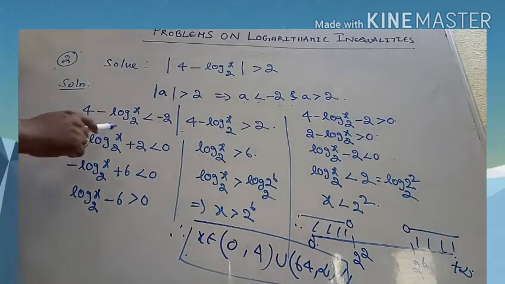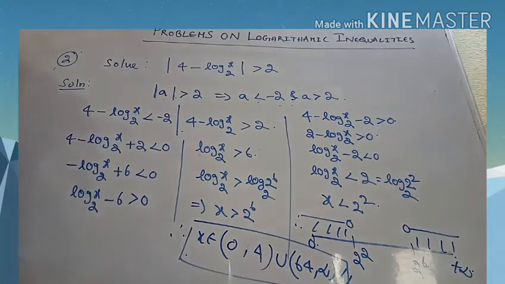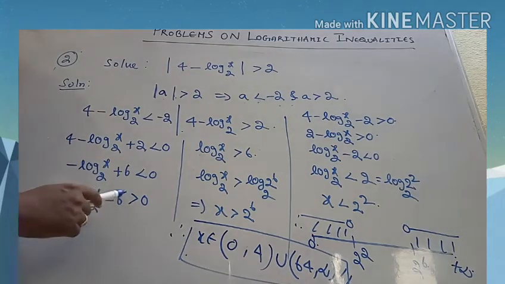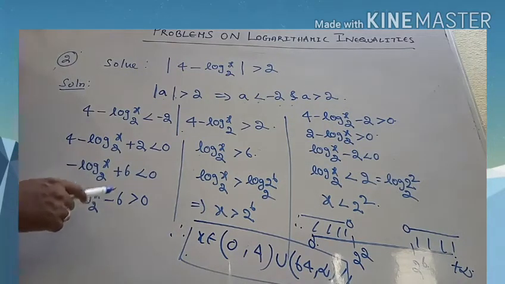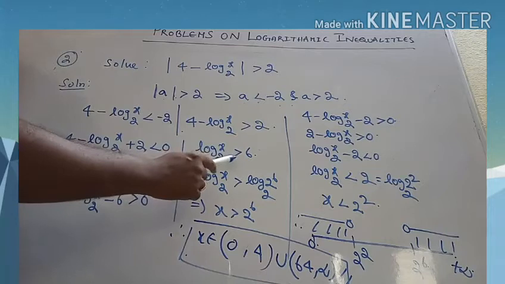Now 4 minus log x to the base 2 plus 2 is less than 0. That means minus log x to the base 2 plus 6 is less than 0. Now this is log x to the base 2 minus 6 greater than 0. Why? By multiplying by a minus sign on both sides, we get log x to the base 2 minus 6 is greater than 0. Now this becomes log x to the base 2 greater than 6.